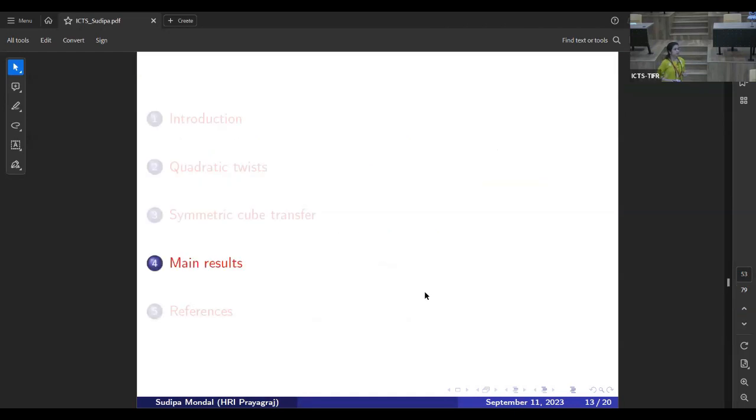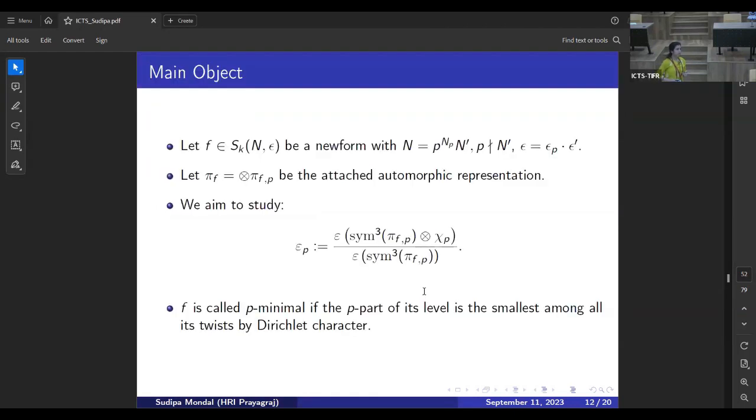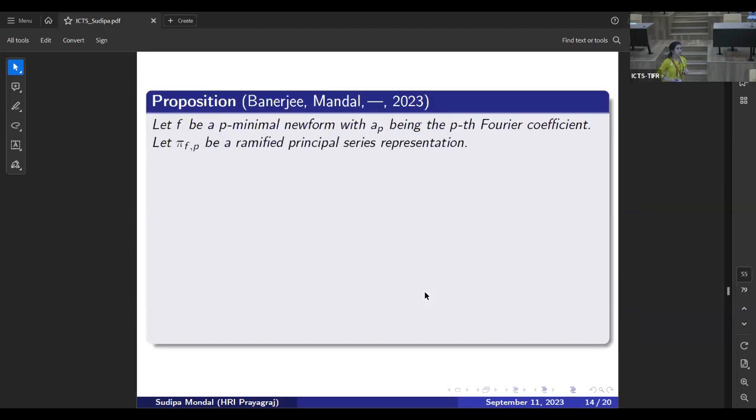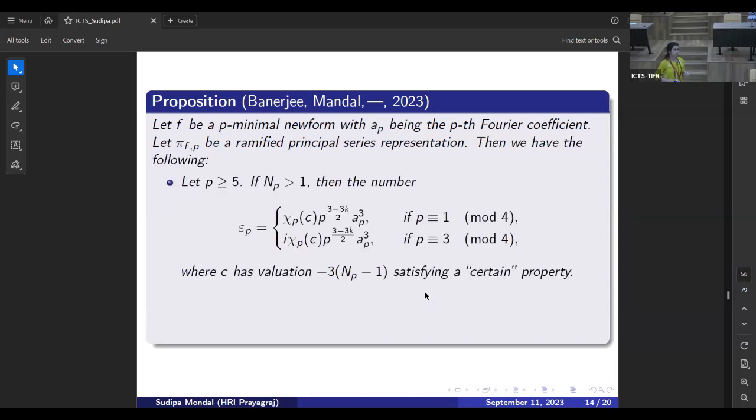So the next result is, we have calculated these values of epsilon P for principal series, special and supercuspidal representations. So let's start with a P-minimal new form and let a_P be the Pth Fourier coefficient. Here P is such that P divides the level of the new form, and suppose that pi_P is a ramified principal series, then we have these values for epsilon P. I have only mentioned the values here for P greater or equal to 5, but we have calculated other cases also.